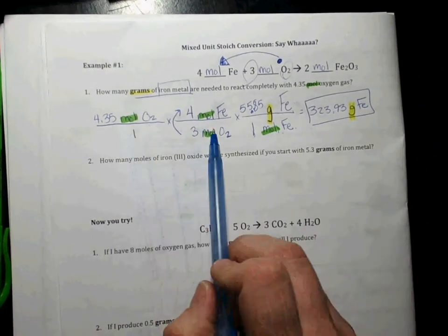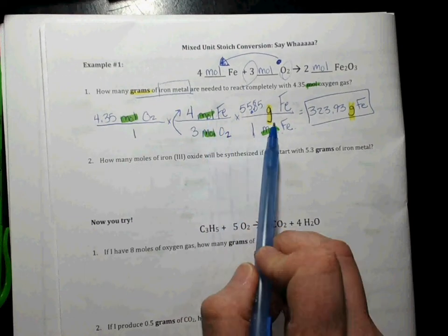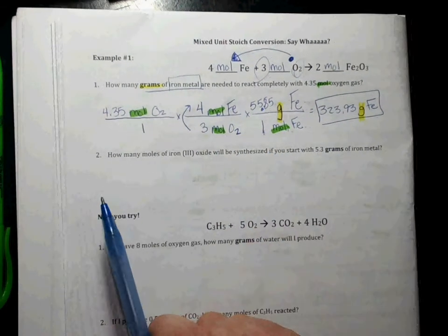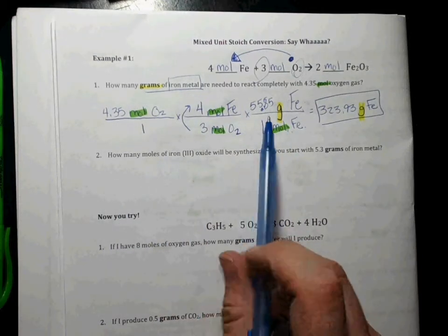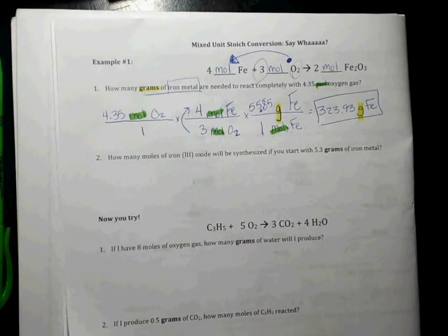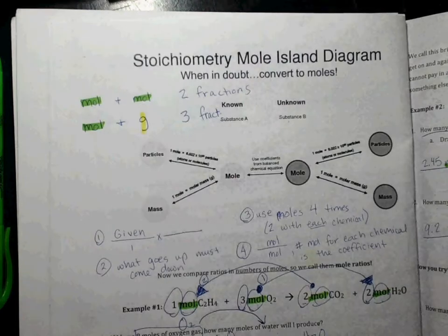Notice I used moles twice with the first chemical, I used it twice with the second chemical, and I used grams twice. We're still using everything twice, it's just now we have to pay attention to what chemical's written with it. Some other notes we can write ourselves.